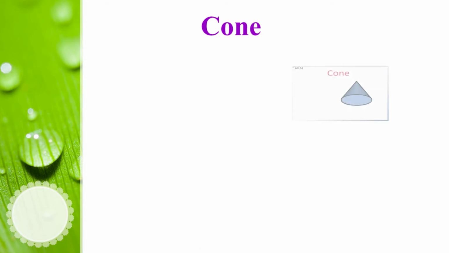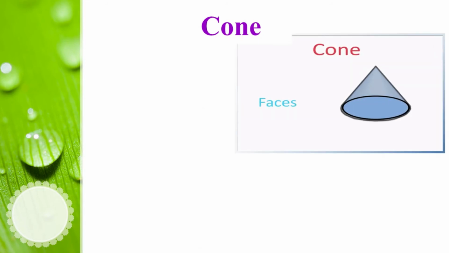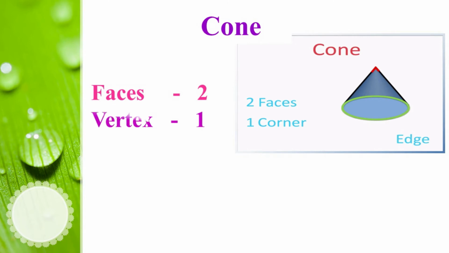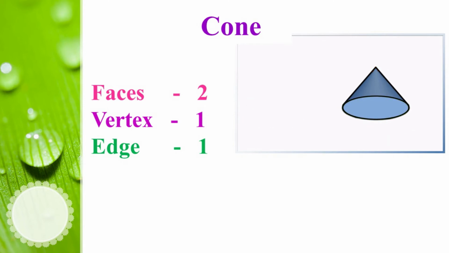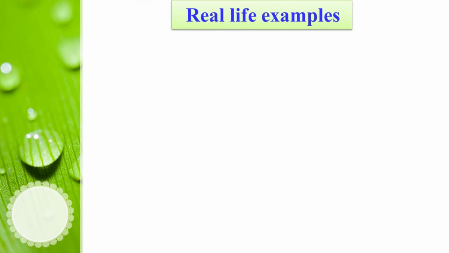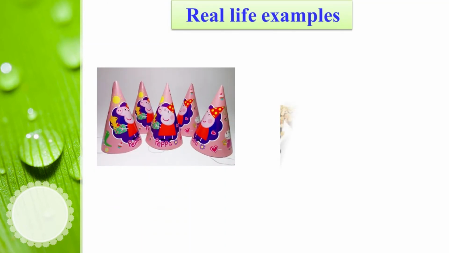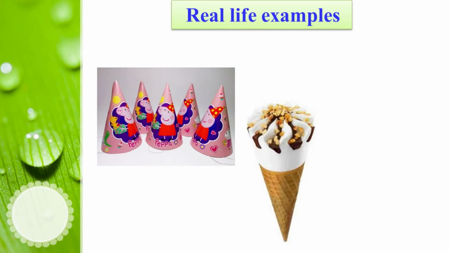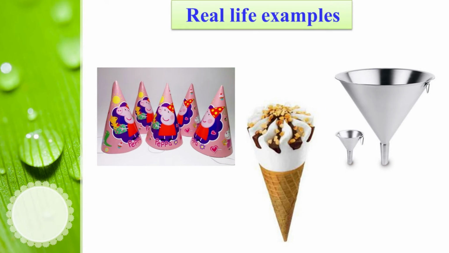Next 3D shape is cone. This is the cone shape. There are 2 faces. One is a circular face, another one is a curved face. The pointed sharp point indicates the vertex. There are 2 faces, 1 vertex and 1 edge. Therefore, number of faces is equal to 2. Vertex is 1, edge is 1. Some of the real life examples for cone: birthday cap, ice cream cone and the funnel.